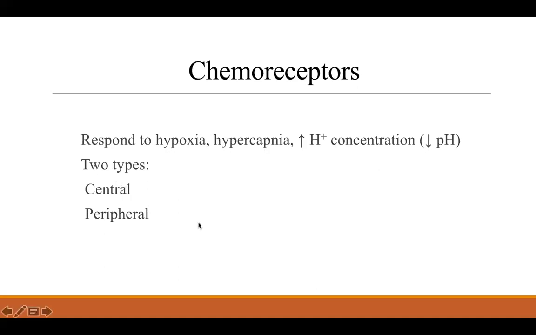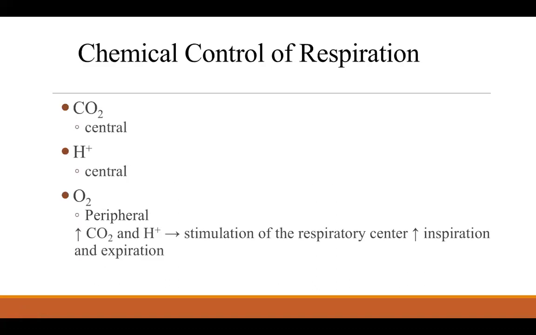So two types of chemoreceptors. Those are central chemoreceptors and peripheral chemoreceptors. Central chemoreceptors are within the central nervous system. Peripheral chemoreceptors are in the peripheral nervous system. Very easy to define those.